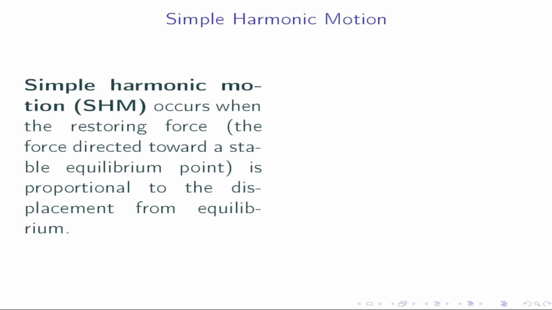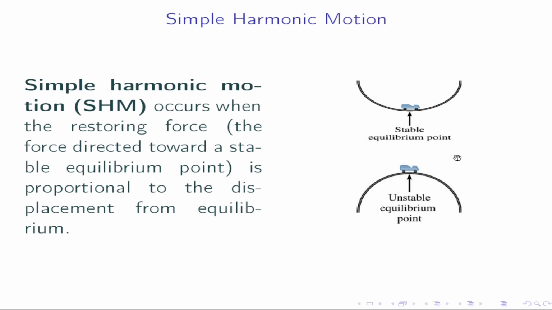Simple harmonic motion. Simple harmonic motion occurs when the restoring force is proportional to the displacement from equilibrium. The restoring force is the force directed towards the stable equilibrium point. We have two equilibrium points, stable equilibrium point and unstable equilibrium point. In a stable equilibrium point, if we give a force to this body, it will oscillate inside it.